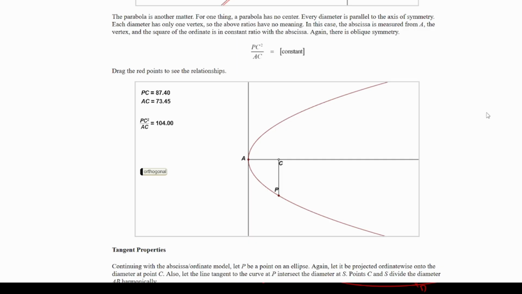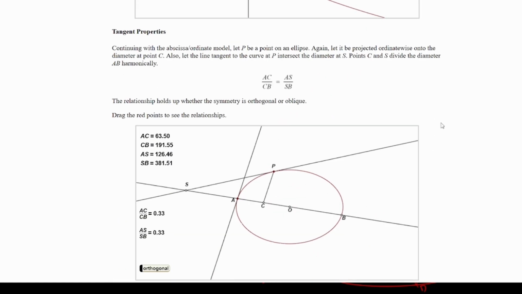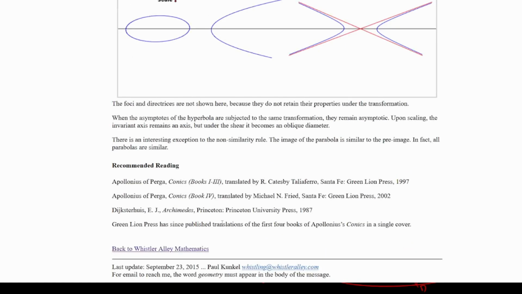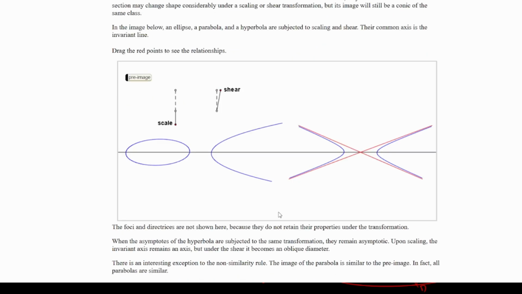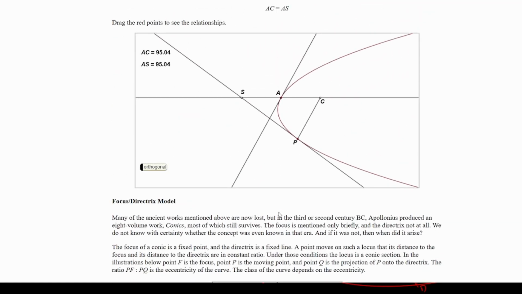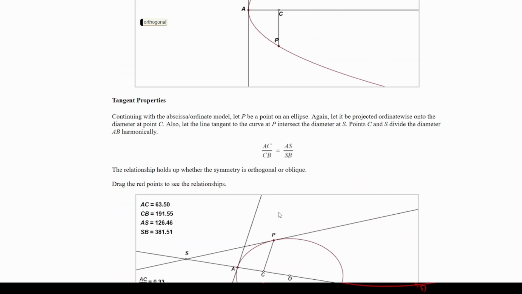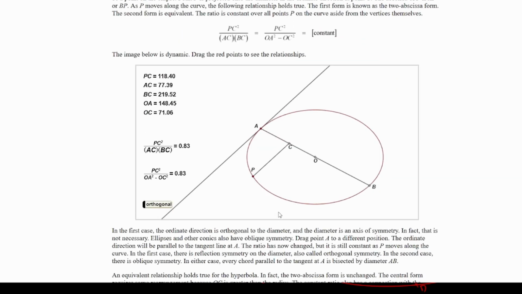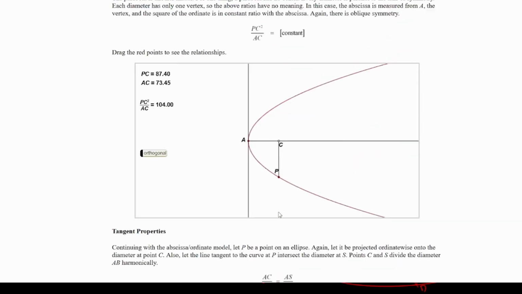This is a website called whistleralley.com. As far as I know, it's just some guy named Paul Kunkel, who just put together a bunch of diagrams for the Apollonius proofs in his spare time. And he has a whole page of these diagram demonstrations of how different values relate to different lengths of lines. And I think this one is relevant to this proposition.